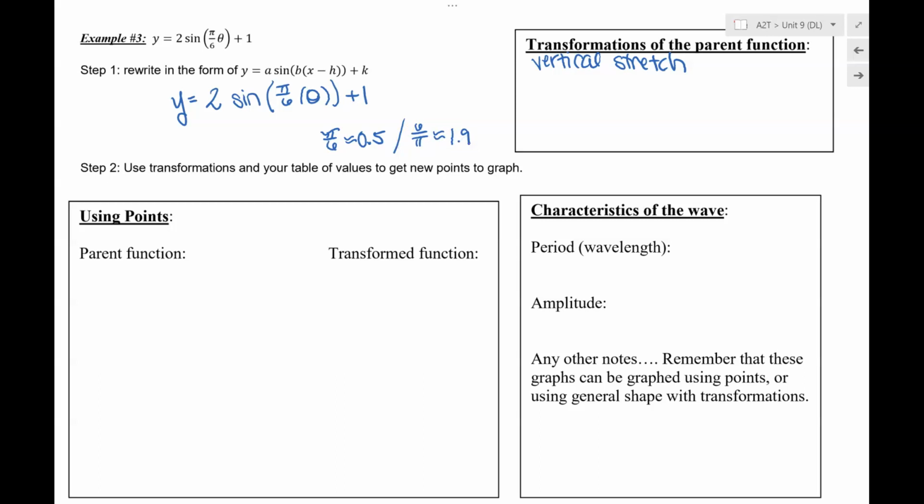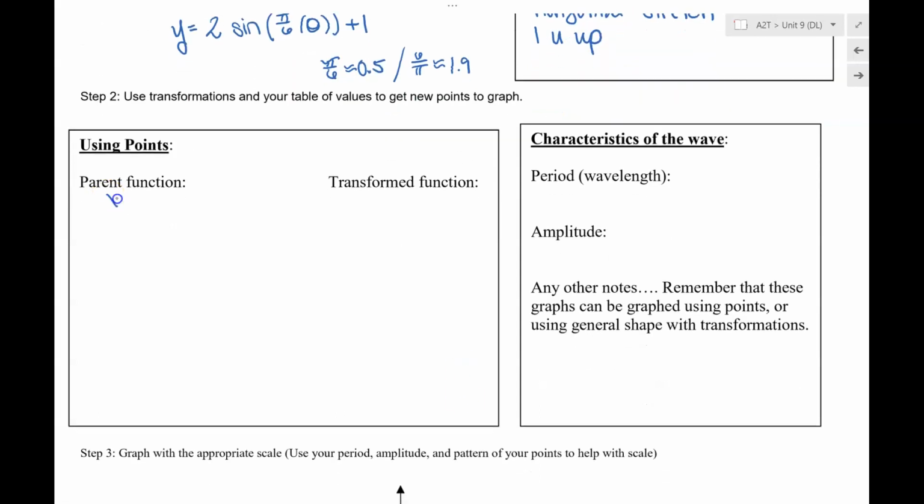We can say that that is a horizontal stretch. And then k is 1, so we go 1 unit up. All right, parent function points, you already know them. It goes from 0 to pi over 2 to pi to 3 pi over 2 to 2 pi.